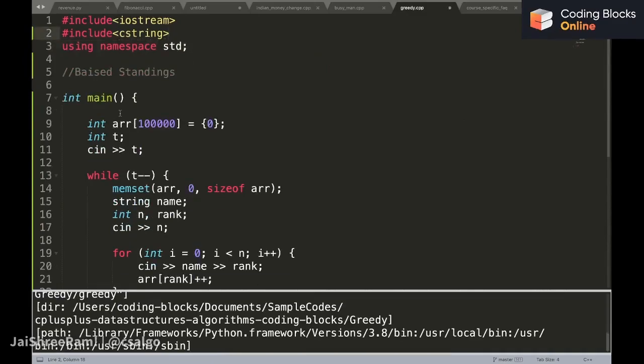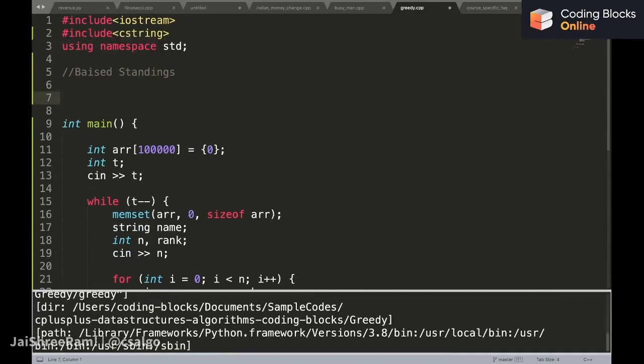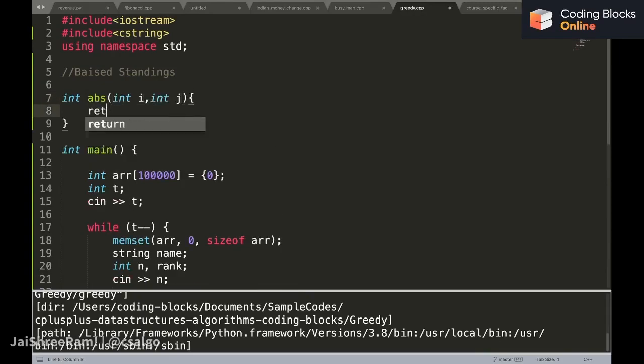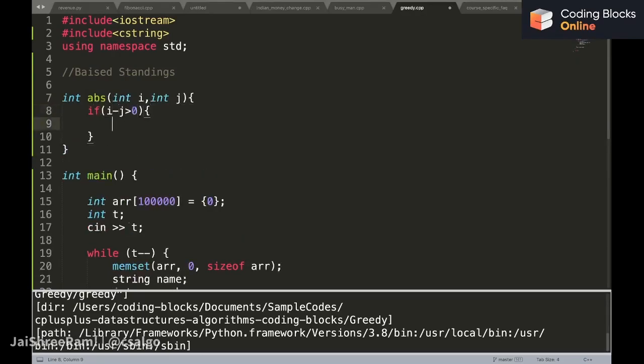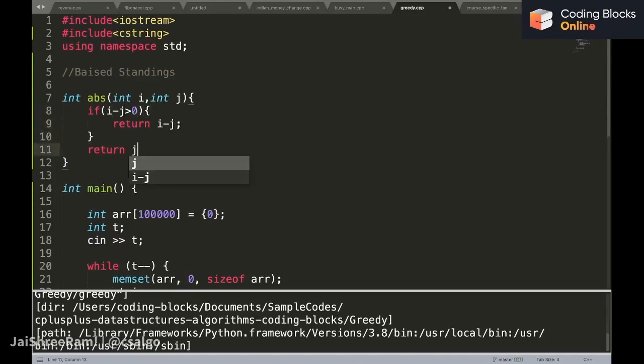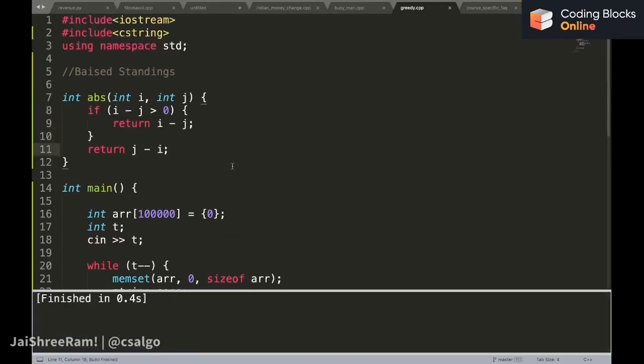Okay, let's make our own function. Okay, so int abs, int i, int j. So I can say return i, if i minus j is greater than 0, then return i minus j, else return j minus i. Okay, so we can do it like this.